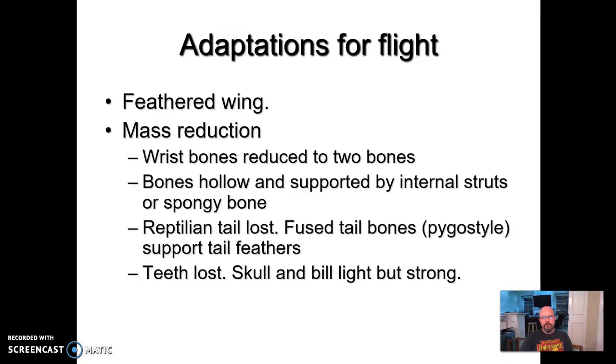Feathered wing to give that lift surface. Mass reduction. The wrist bones are now reduced to 2 bones instead of all the bones that we have in our wrist and our other tetrapod relatives have. Bones are hollow and supported by internal struts or spongy bone.